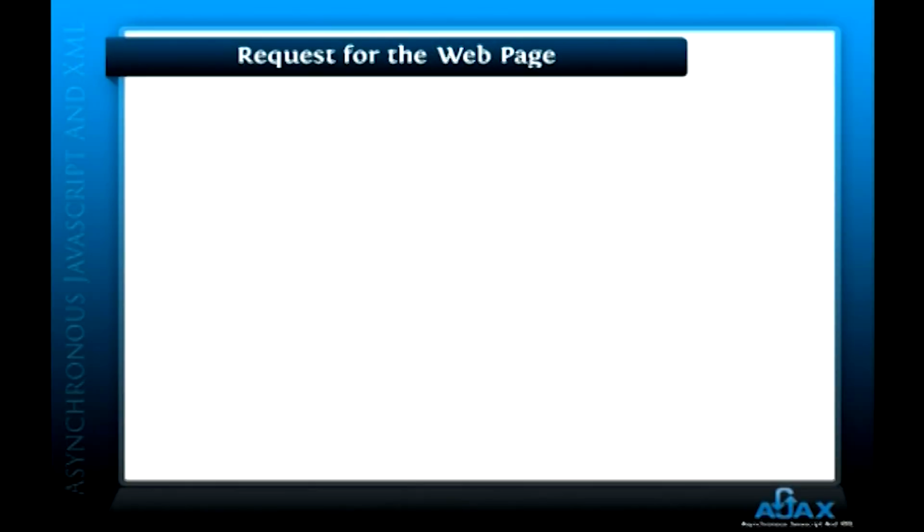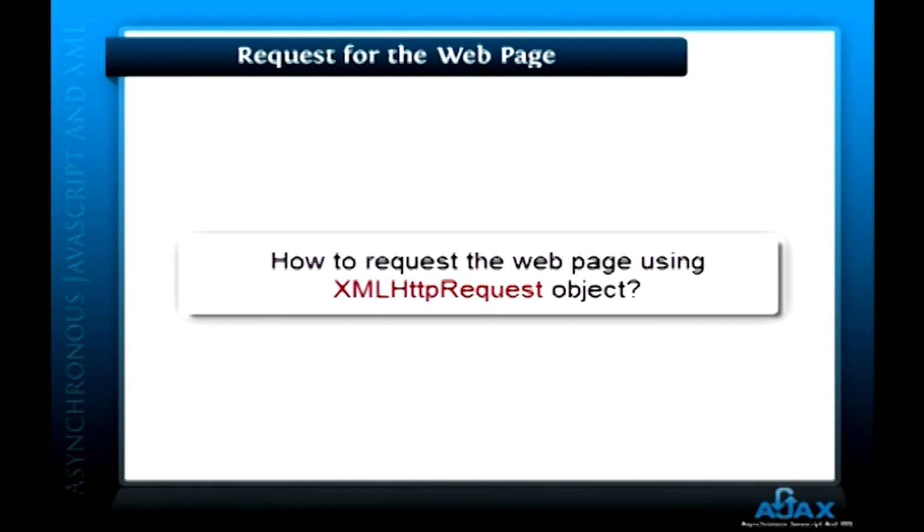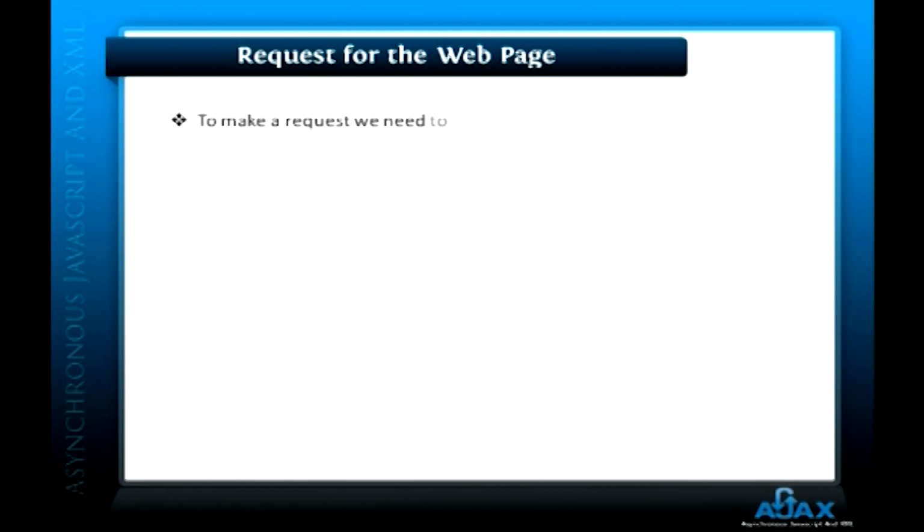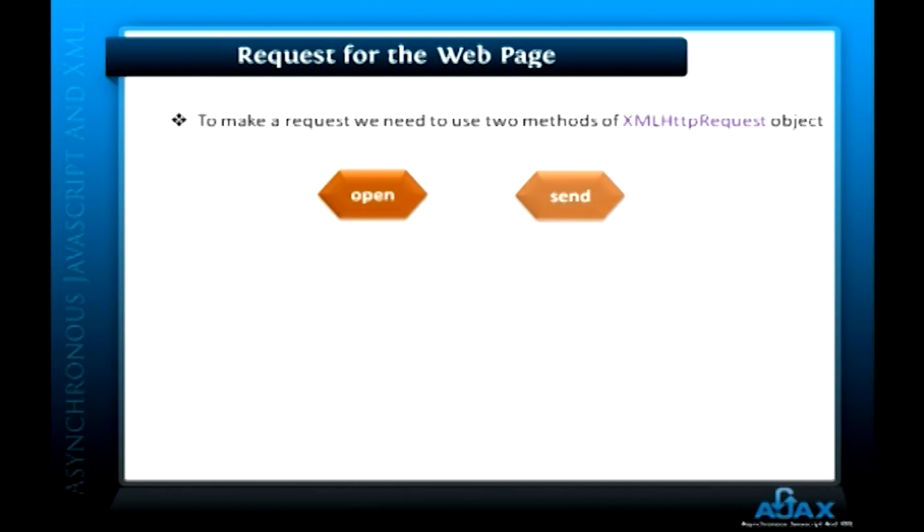Request for the web page. Well, in our previous tutorial, we learned how to create an XML HTTP request object, right? Good, and I hope you are clear with that. Now let's see how to request the web page using the XML HTTP request object. To make a request, we need to use two methods of the XML HTTP request object. They are open and send. Let's discuss them one by one.